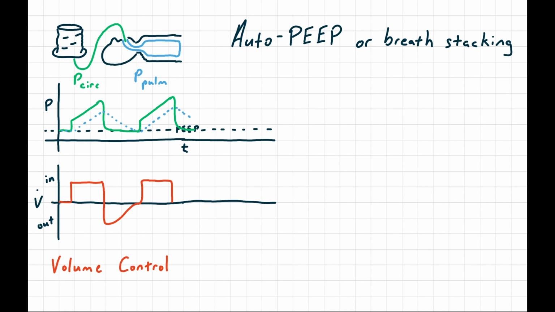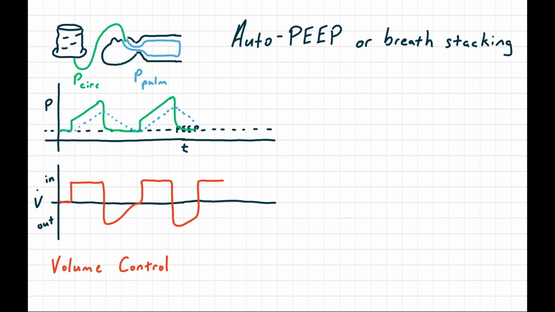But what if, before expiration is complete, the ventilator triggers another inspiration? And again, the two primary causes of this are that expiration was too slow because of increased resistance, such as in obstructive disease, or because you set your ventilator to have too short an expiratory time. So expiration terminated early, and now the ventilator, in volume control mode, is going to force air into the lungs at a constant volume flow rate.